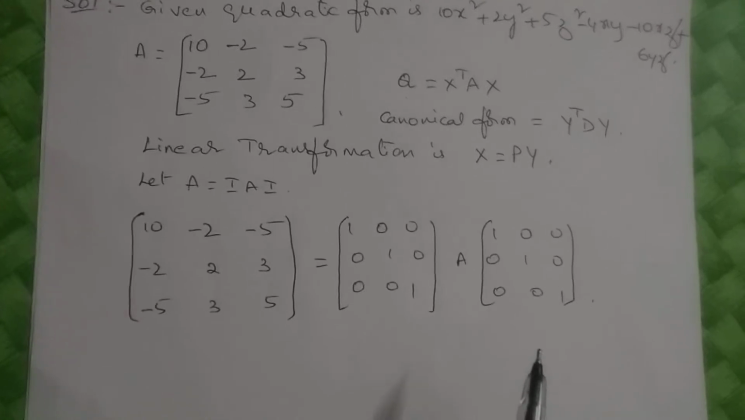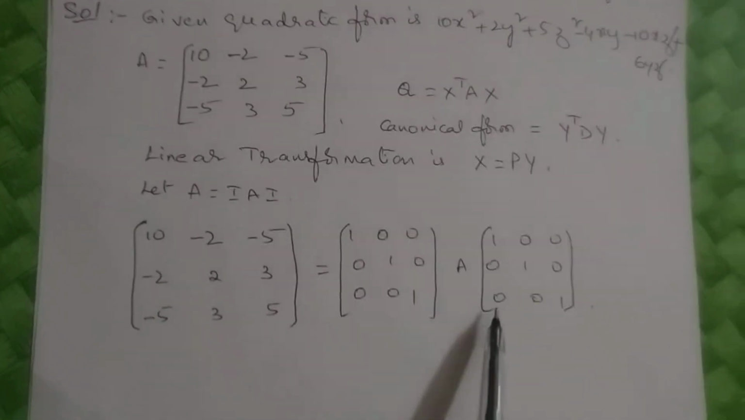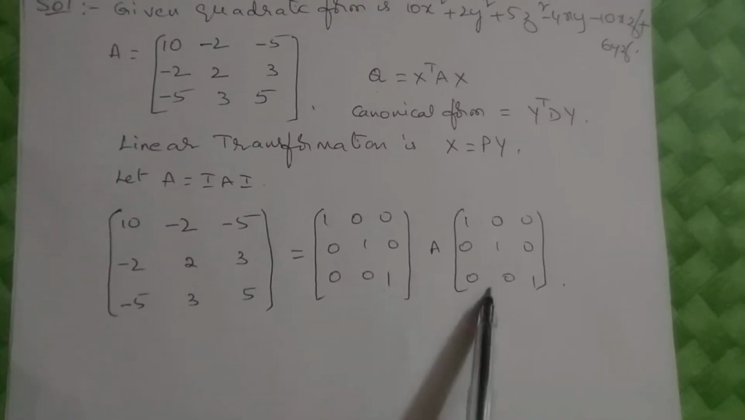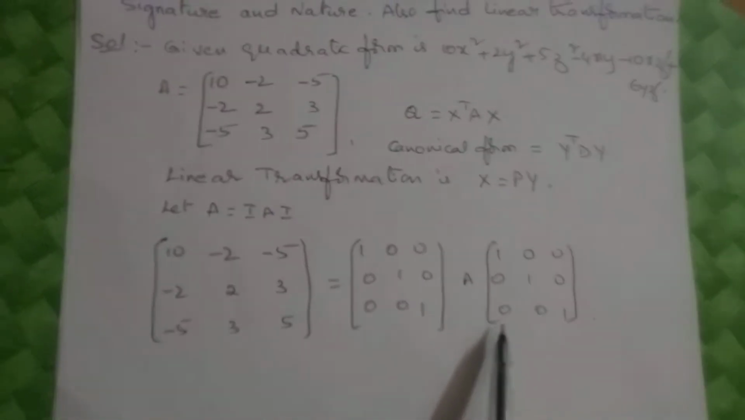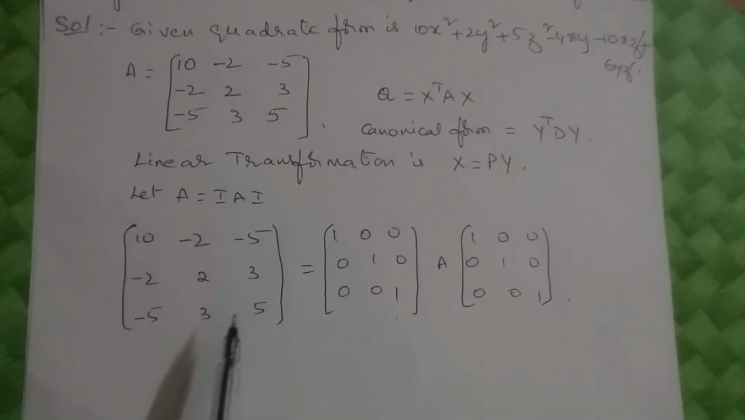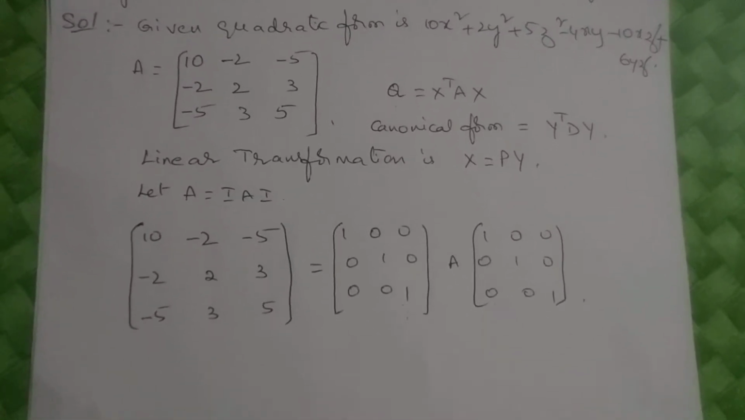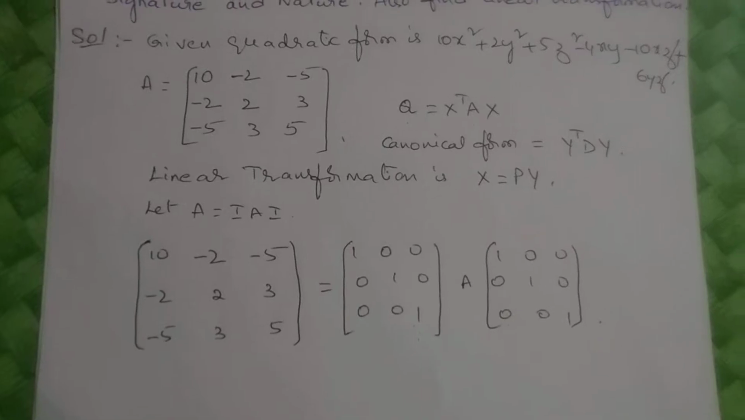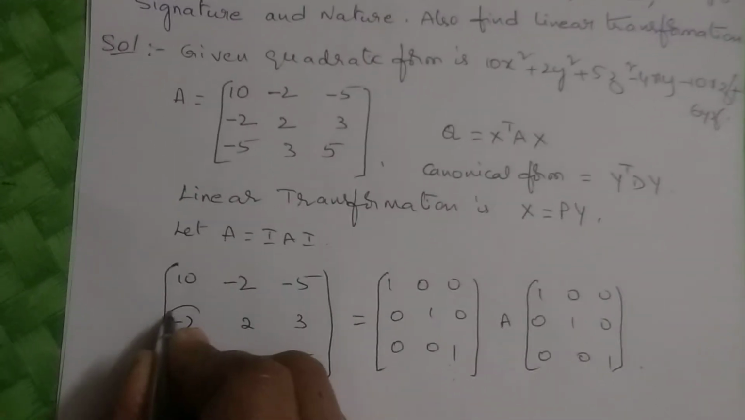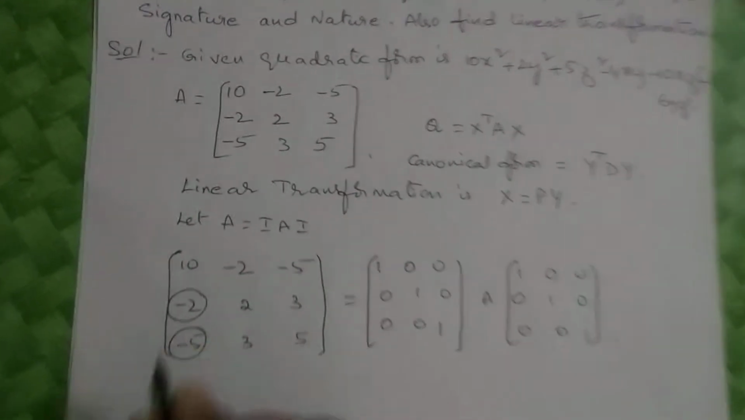Okay, so we should be very careful. At last, these two should be transposed of each other. For this purpose, whatever row operations we apply, we apply the same column operations also. Now we have to make these two elements zeros.